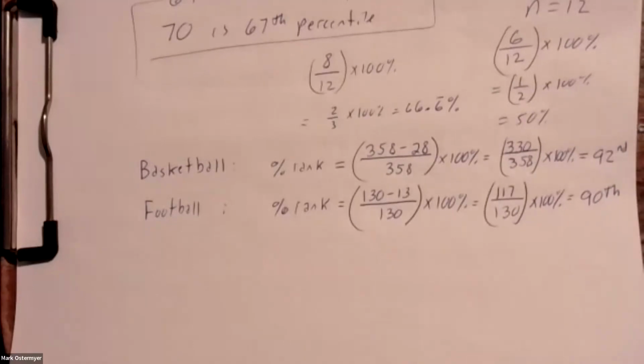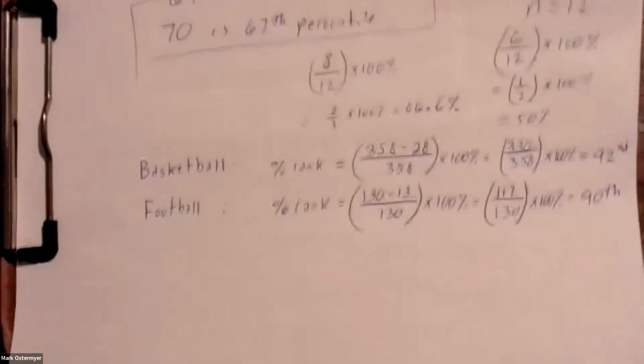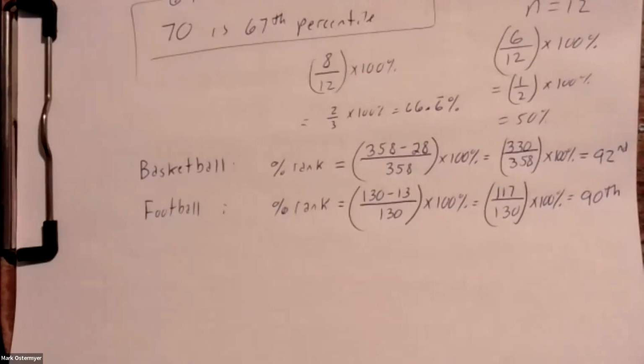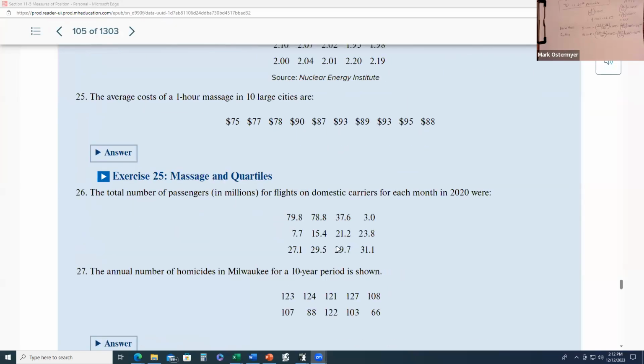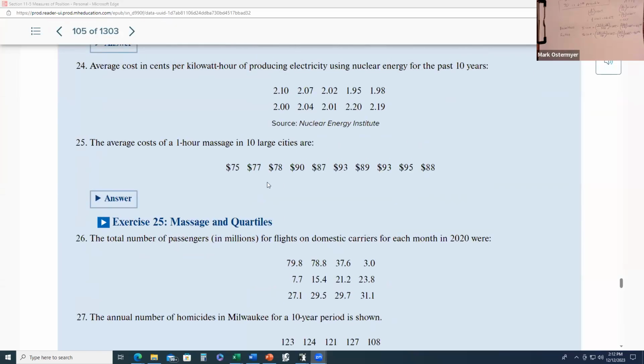All right, let's see what else we got here. Okay, ladies and gentlemen, I'm going to have you build a box plot here. The problem will be number 25. What I want you to do with number 25 is compute the quartile values, the first, second, and third quartile values, and then build a box plot.